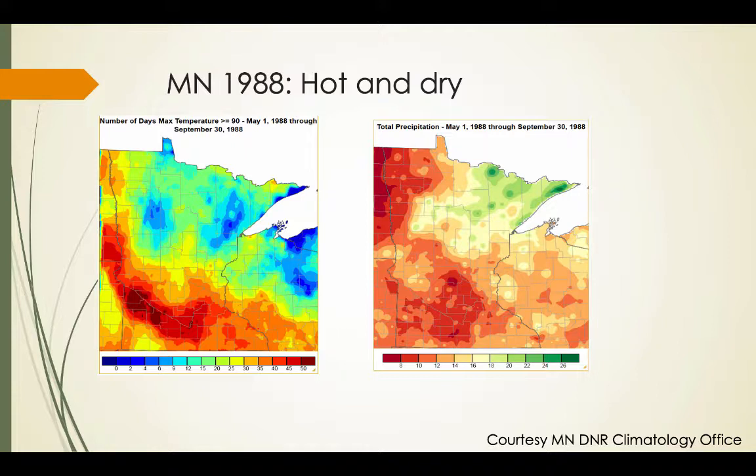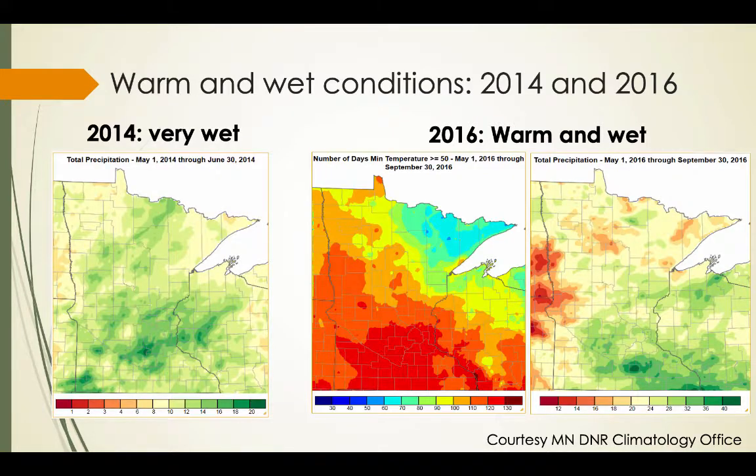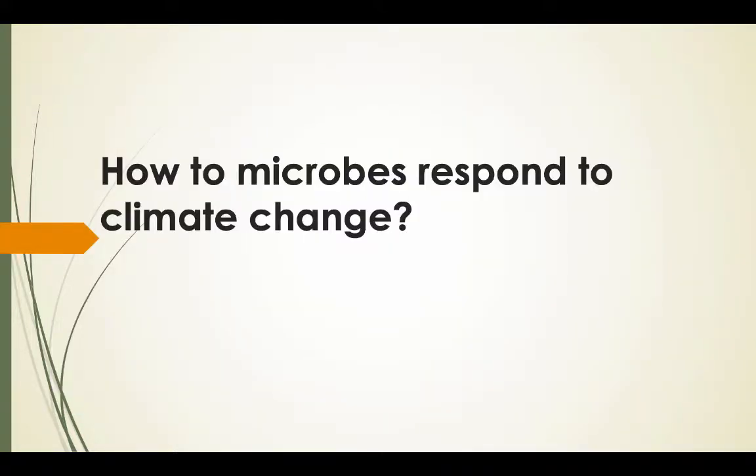So 1988, I've heard from the climatology office that this was called the Guns N' Roses summer because you could hear Guns N' Roses blaring because every person could not stand to be anywhere but the beach this summer. It was very dry, very hot. It was a miserable summer. So we could have more years like this in the future. We also could have warm and wet or just wet conditions. So 2014 started off very wet, and 2016 was very wet throughout the whole year, but was also very, very warm. So that is climate and climate change in Minnesota.